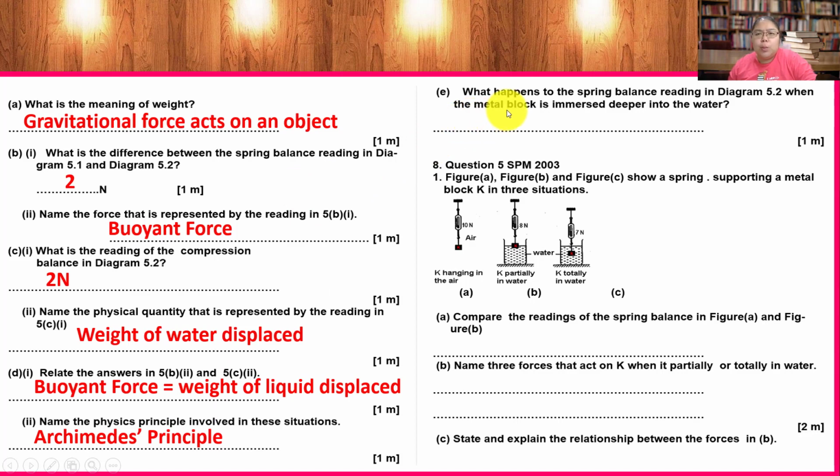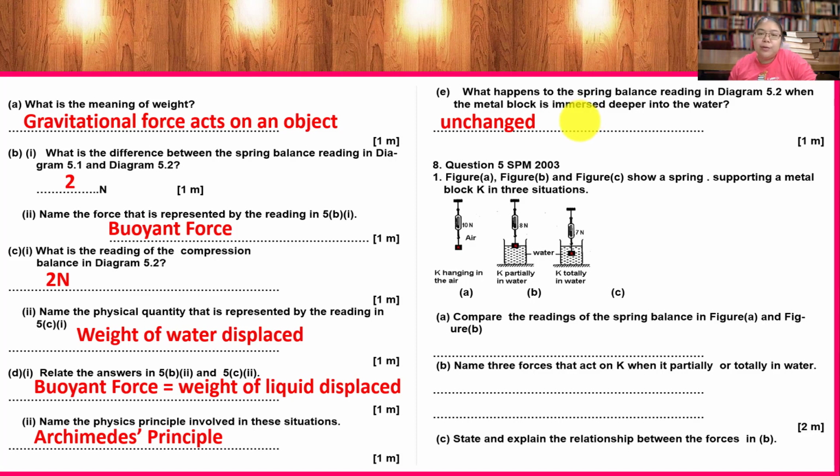Okay, E. What happened to the spring balance reading in 5.2 when the metal block is immersed deeper into the water? So you find it, the whole metal block is already in the water, is it? Now if I go deeper some more, actually there's no change because your whole volume is already in. So from here I find it is unchanged.